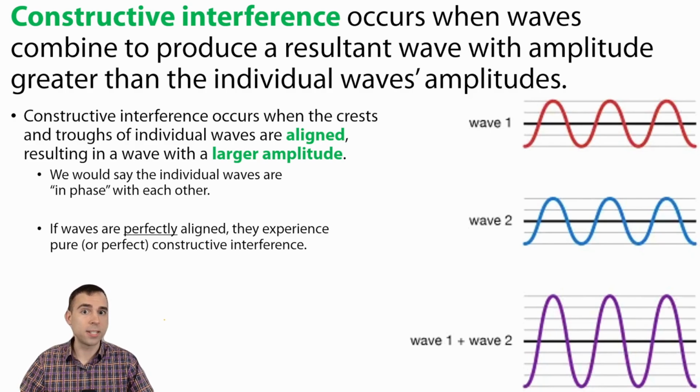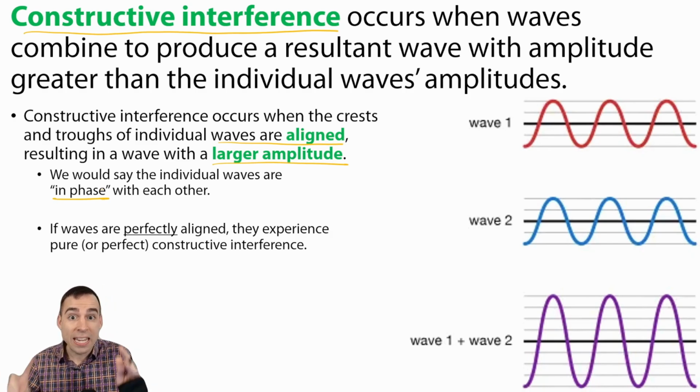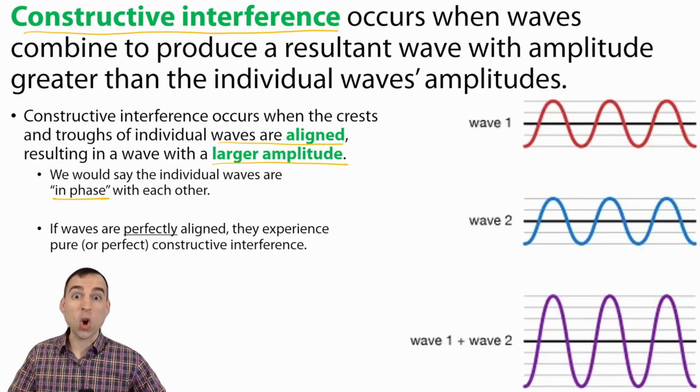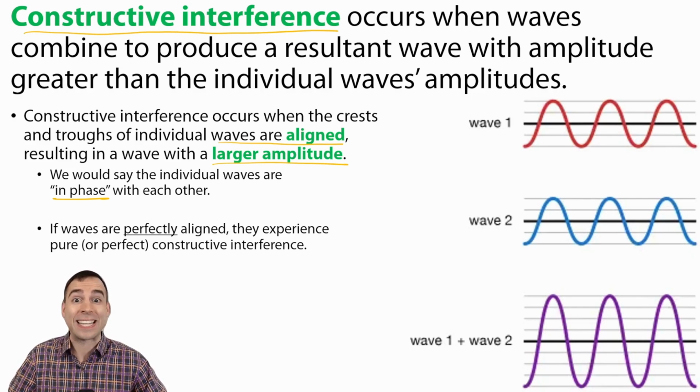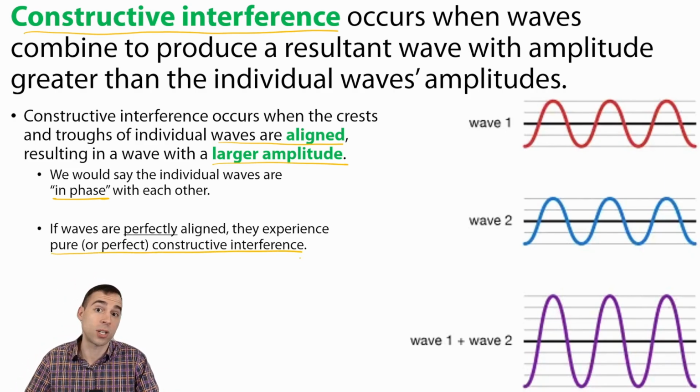When two waves combine to form a resultant wave with an amplitude that is larger than the individual waves, we call that constructive interference because the two waves are adding together. They're constructing a larger resultant wave. This results when the waves are aligned with each other, giving a larger overall amplitude for the resultant wave. If we have two waves that are aligned, we would say that they are in phase with each other. For two waves that are perfectly aligned, where their crests match up exactly and their troughs match up exactly, we would experience pure or perfect constructive interference, like what you see here shown in the diagram.